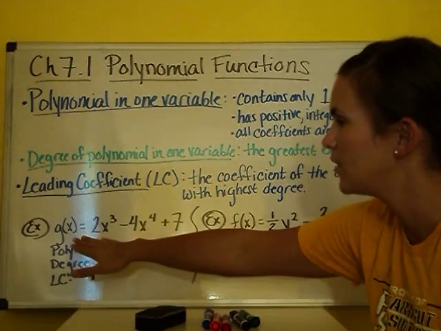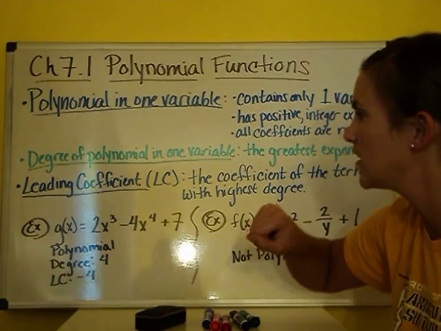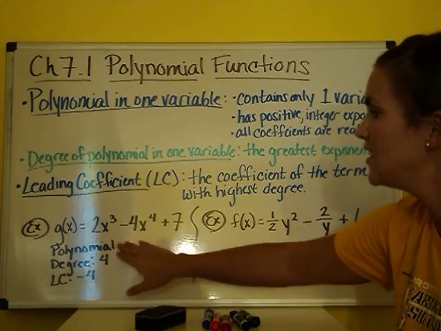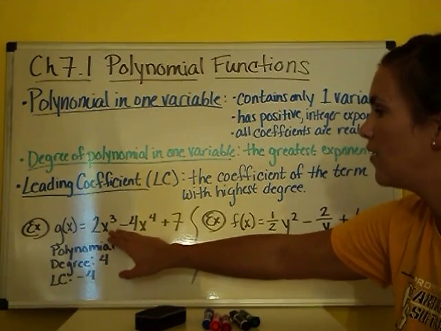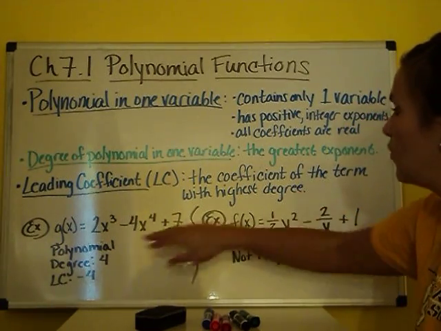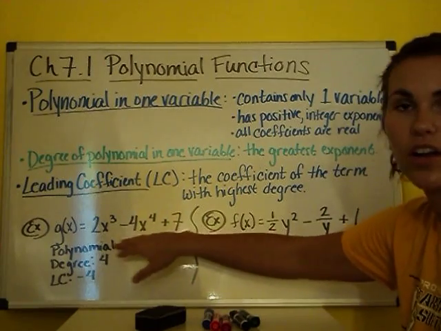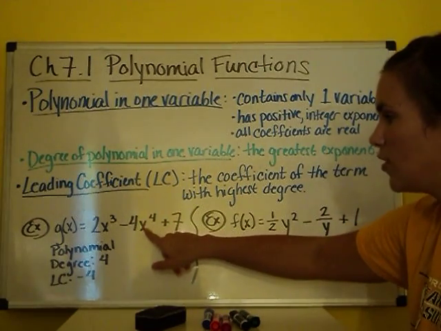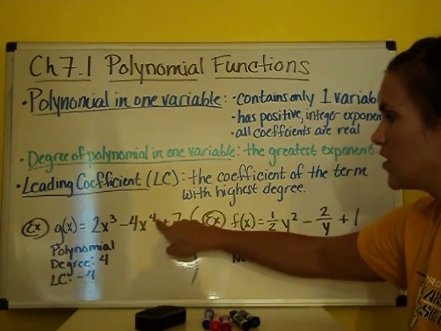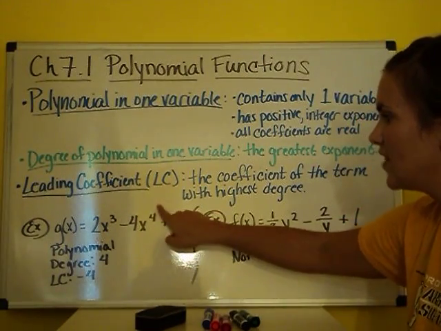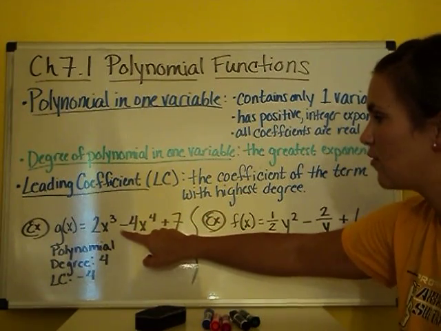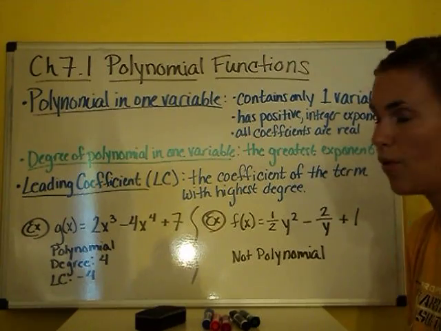Okay, so for example here, we have g of x equals 2x cubed minus 4x to the fourth plus 7. This is a polynomial because here we have all positive integer exponents. We only have one variable, and all of our coefficients are real. So this is a polynomial. The degree, we're going to look for the biggest exponent, which is 4, so we have a degree 4, and then we stay at this term, and the leading coefficient is the number, including the sign, out in front. So this has a leading coefficient of negative 4.